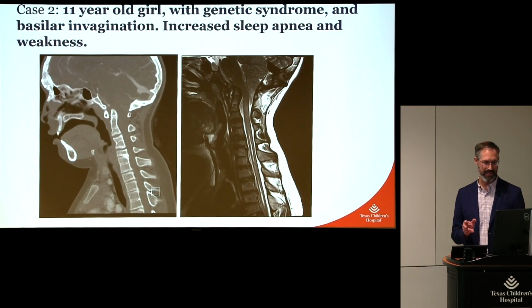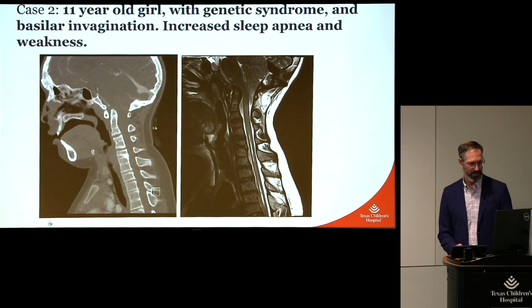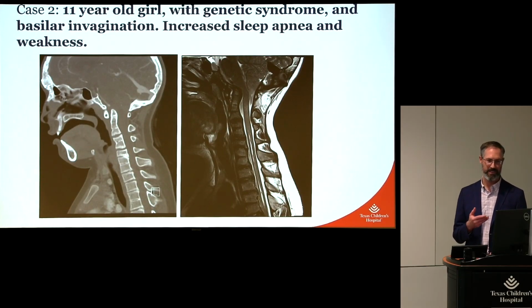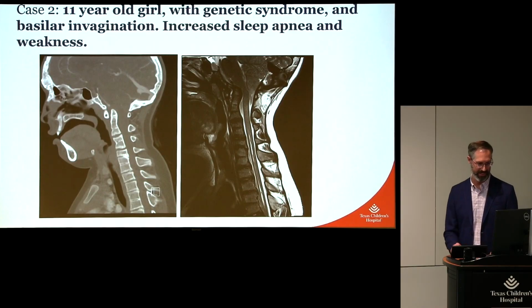Here's a second patient, somewhat of a similar problem, an 11-year-old girl with a genetic syndrome who also has basilar invagination. And you can see how the bones are fused together from birth. You can see how this bone is coming up into the skull and pushing on the spinal cord. And so you can imagine that can cause symptoms. She came in with sleep apnea. She wasn't breathing at night. Her oxygen level was going down and weakness.